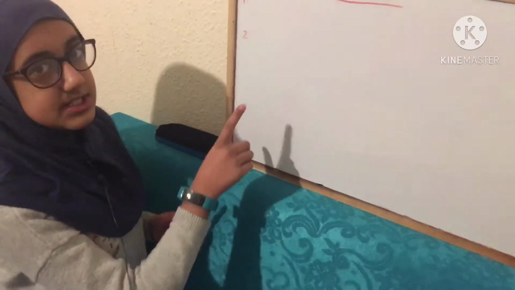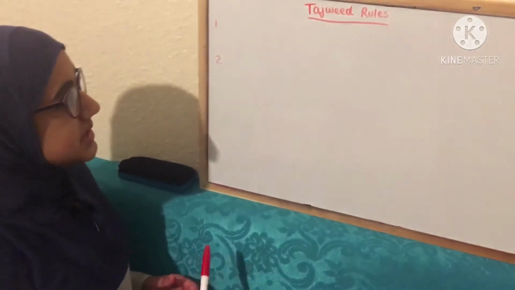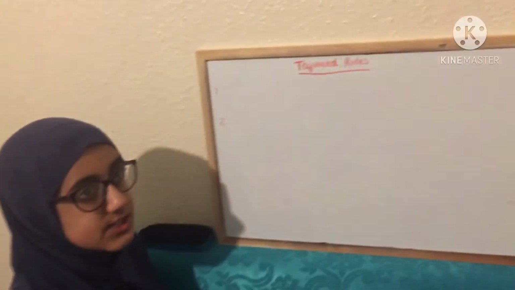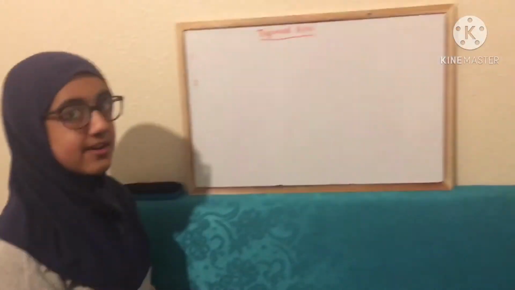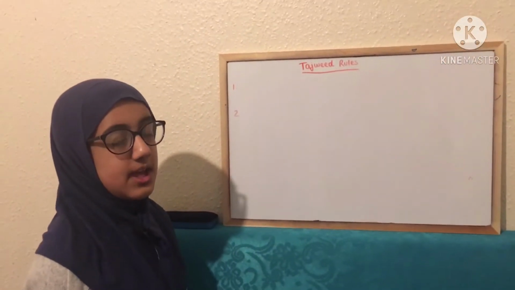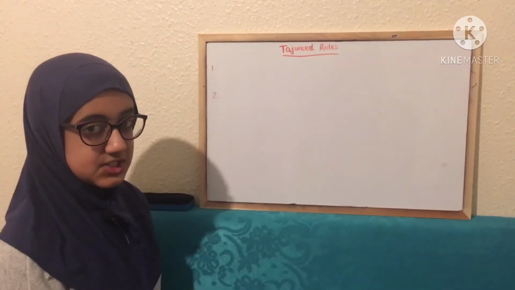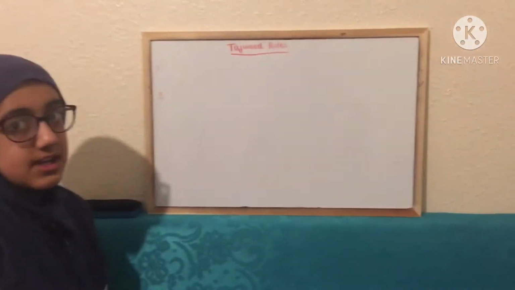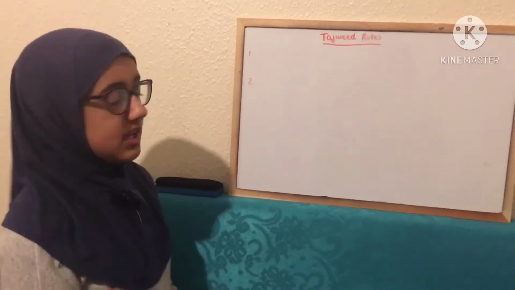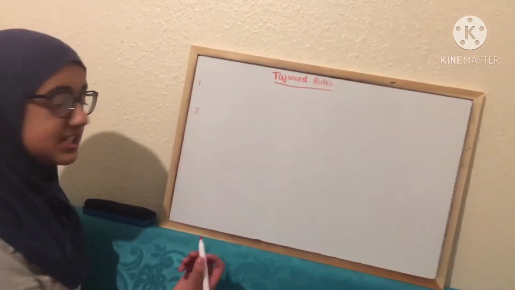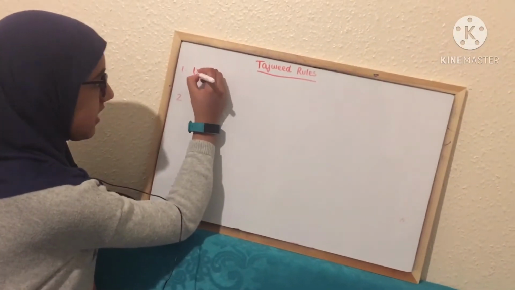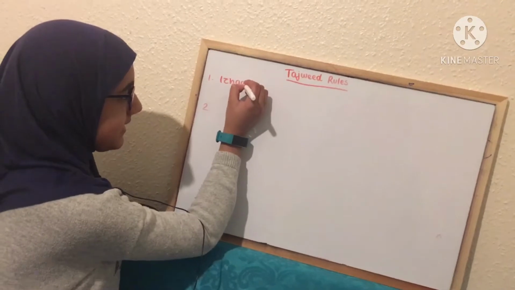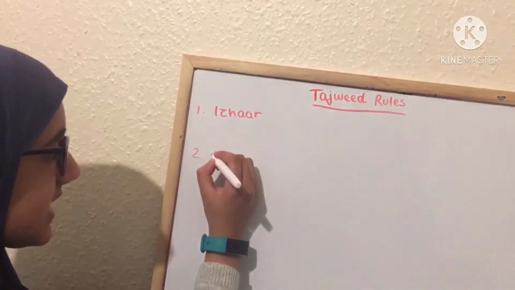There are 4 in total, but I'm going to teach you about 2 today because I didn't want to stuff things in your brain and then make sure you can't remember. If you like this video, then maybe I can teach you the rest of the 2 as well in a future video. The 2 I'm going to be teaching you about today are Izhar, and I'll tell you what that means, and Iqlab.